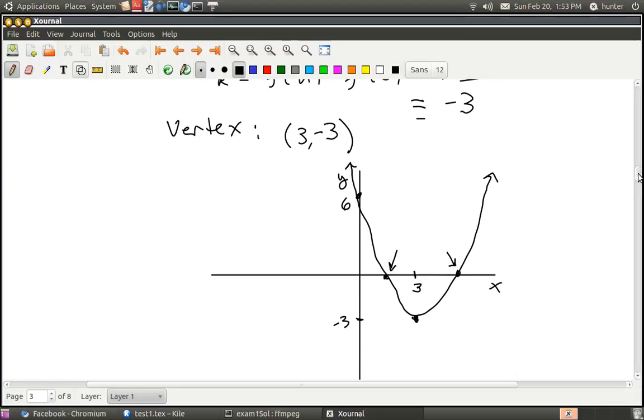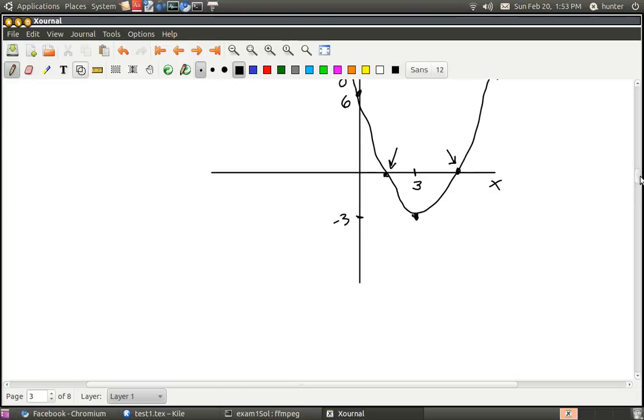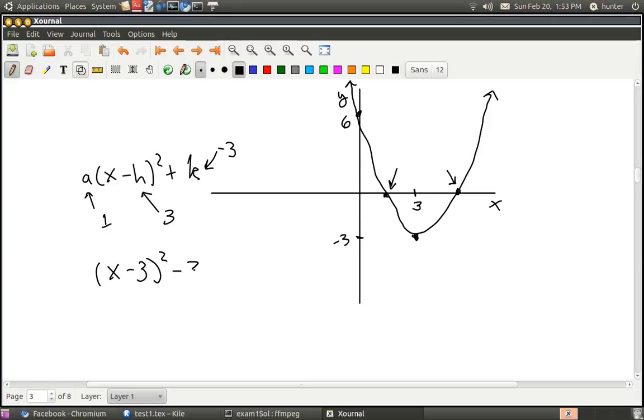So lots of ways to find those. We could use the quadratic formula, but let's just go ahead and solve the equation using vertex form. So remember, the vertex form is a times x minus h squared plus k. And a is 1 because the leading coefficient is 1. We saw that h is 3, and we know that k is minus 3. So let's fill all that stuff in. So we have x minus 3 squared minus 3. And to find the x-intercepts, we set that equal to 0 and solve.